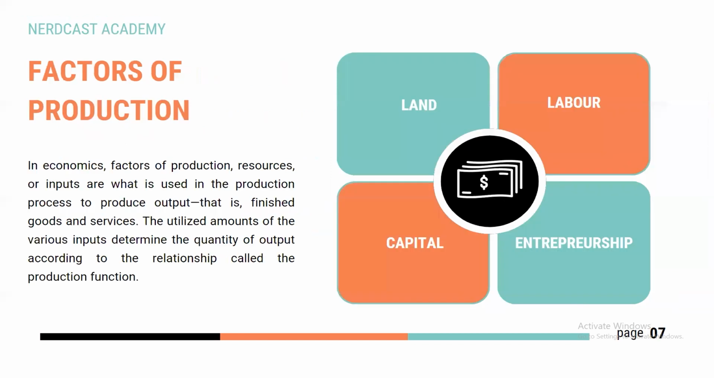So let's focus on factors of production. Those are land, labor, capital, and entrepreneurship. So what are factors of production? These are the main resources that act as the building blocks of the economy. They are what people use to produce goods and services. So economists divide these factors into four main categories as in the slide. Those are land, labor, capital, and entrepreneurship.